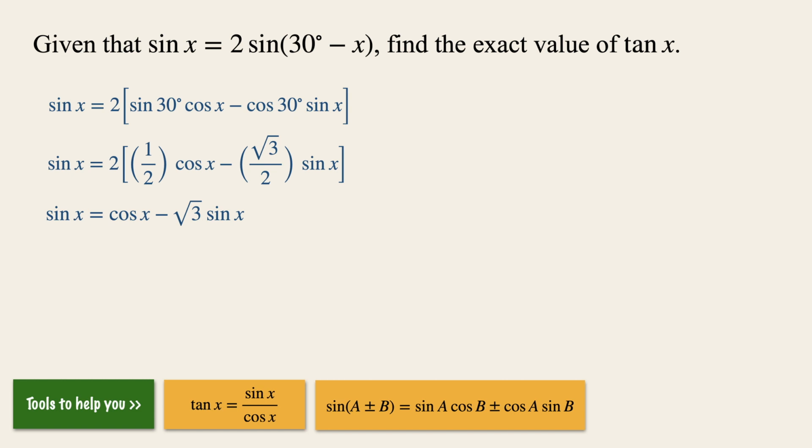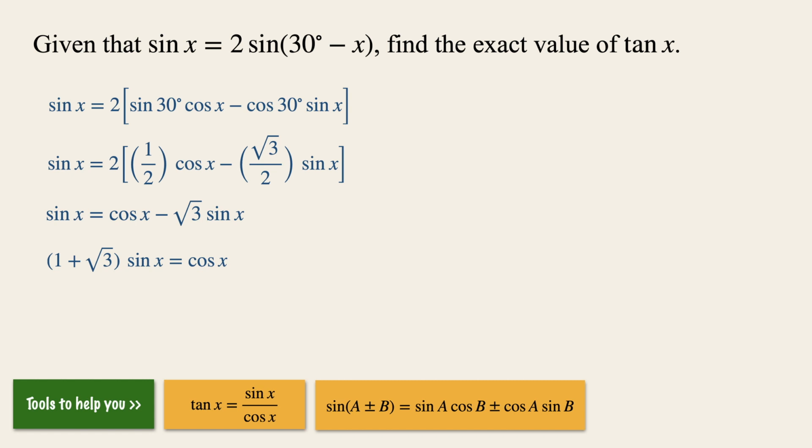Now as the saying goes, birds of the same feather, they flock together. So bring over all the sine x that you see on the right to the left hand side of the equation, and this will give us 1 plus square root 3 sine x equals to cosine x. Now I hope you are still with me over here.